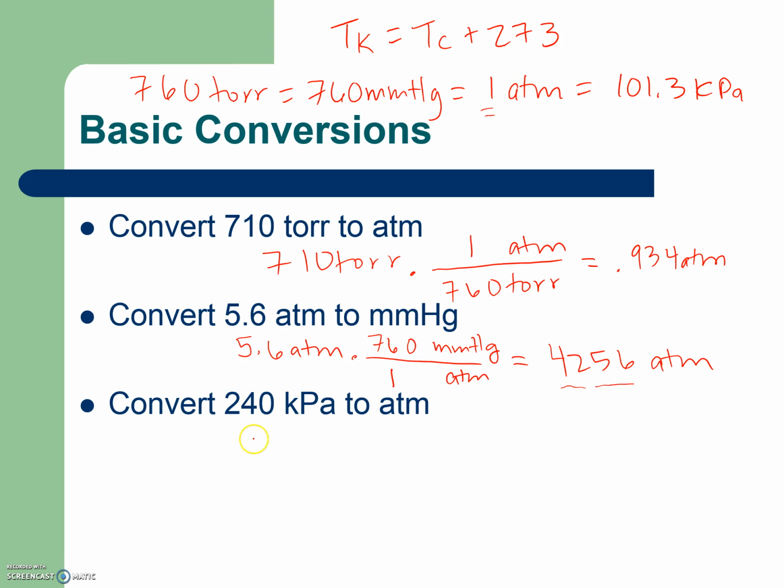And then we have 240 kilopascals to atm, so 240 kPa. We want to get rid of kPa. We want to go to atm. Again, we have 1 atm, and then we have 101.3 kilopascals. So I do 240 divided by 101.3, and I get 2.37 atm. So those are our conversions.